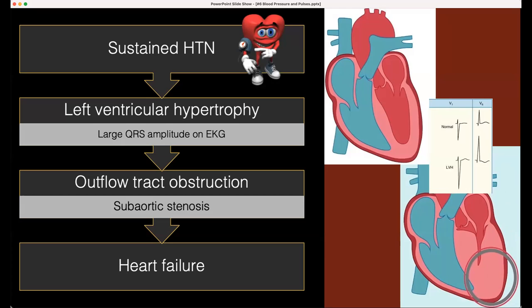And on EKG, you'll see these waveforms much bigger, the QRS much bigger, because the electricity is having to go through all this muscle. And eventually what happens is the left ventricular chamber isn't big enough anymore, and it doesn't fill with a lot of blood. So it becomes actually a smaller chamber at that point as the walls get bigger and bigger.